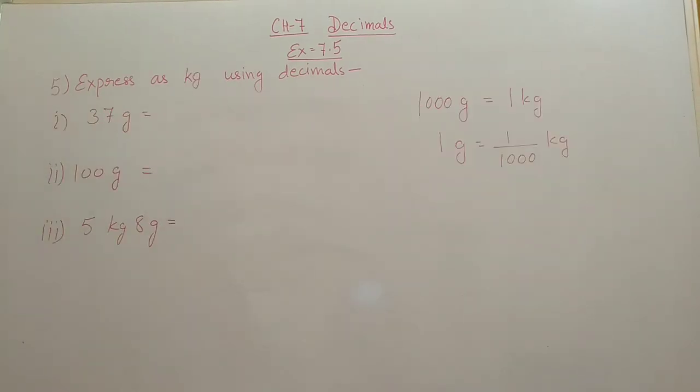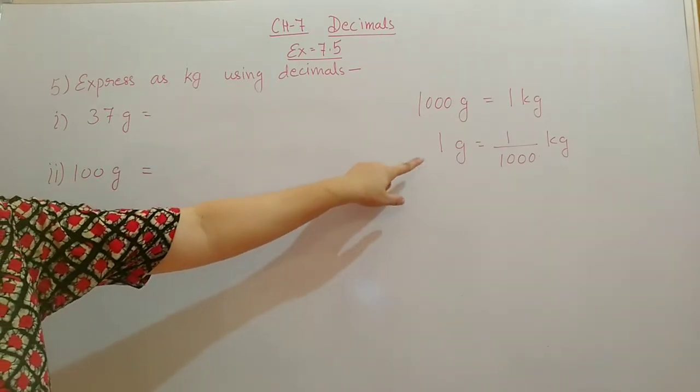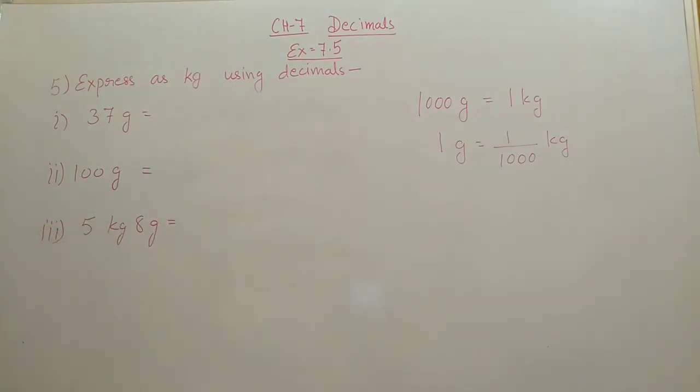Next, question number 5: express in kg using decimal. In this question we have to change gram into kilogram, and we know 1 kilogram is equal to 1000 gram, or 1000 gram is equal to 1 kilogram. So 1 gram will be 1 by 1000 kg. It means to change gram into kg we have to divide by 1000.